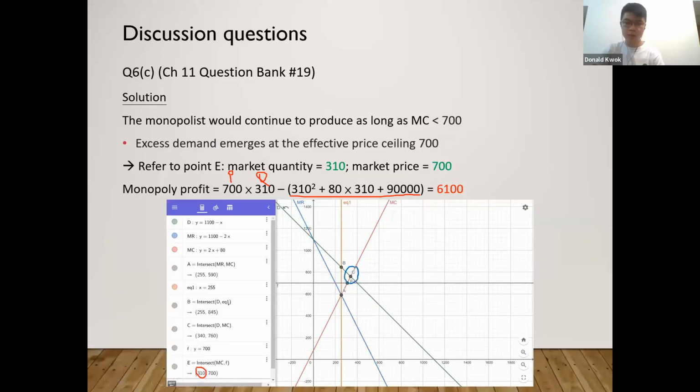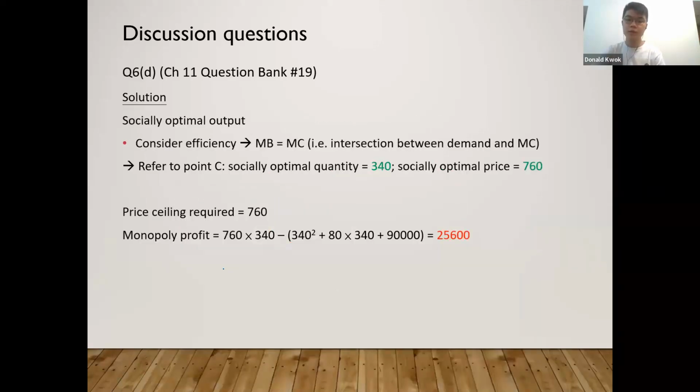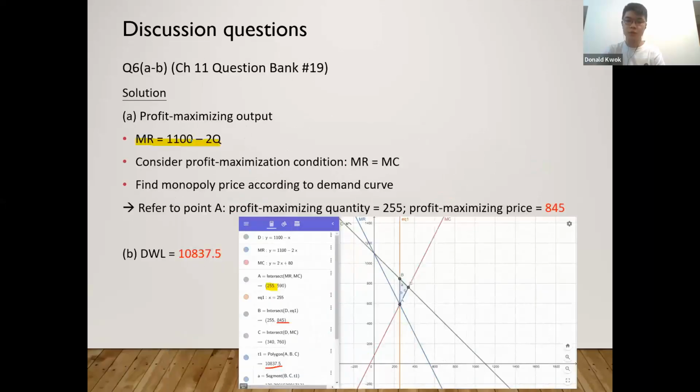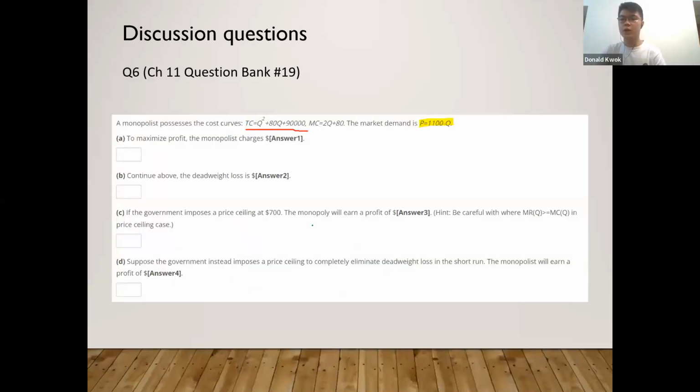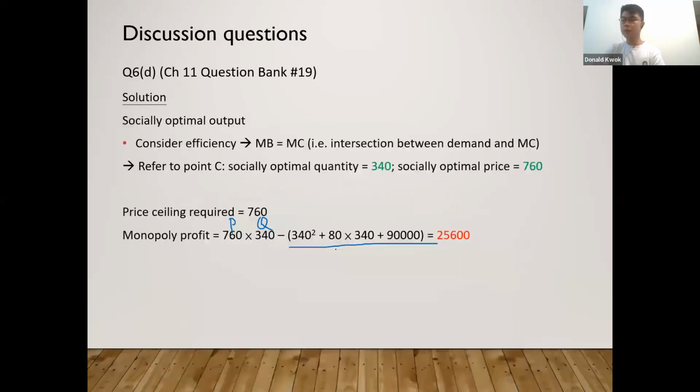Okay, so we need to set a price ceiling at $760 so that the market would be driven back to the efficient outcome. And the corresponding efficient quantity is 340. To find the profit, again, nothing special. Total revenue minus total cost. Price times quantity, 760 multiplied by 340. For the total cost part, just plug the quantity 340 back into the total cost function underlined here. Then we will have the total cost of production. And ultimately, we have the monopoly profit of 25,600.